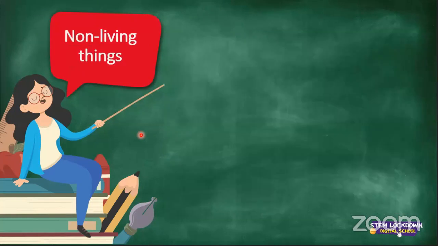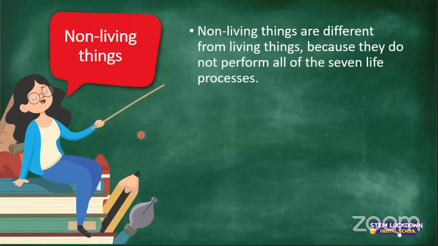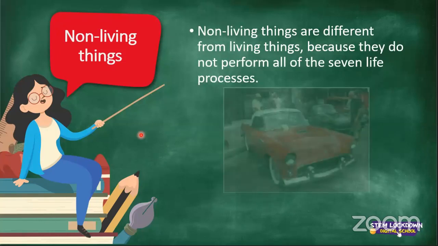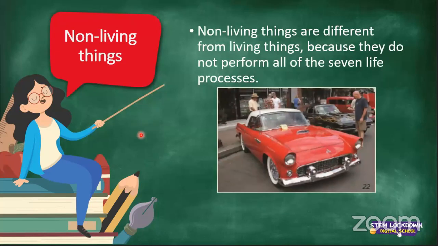Right, let's continue. Today we are also going to have a look at non-living things. Non-living things are different from living things because they do not perform all of the 7 life processes. Remember, we said for something to be classified as living, it needs to be able to do all 7, not only 6, not 5. If it does less than 7 of those life processes, then it is a non-living thing.